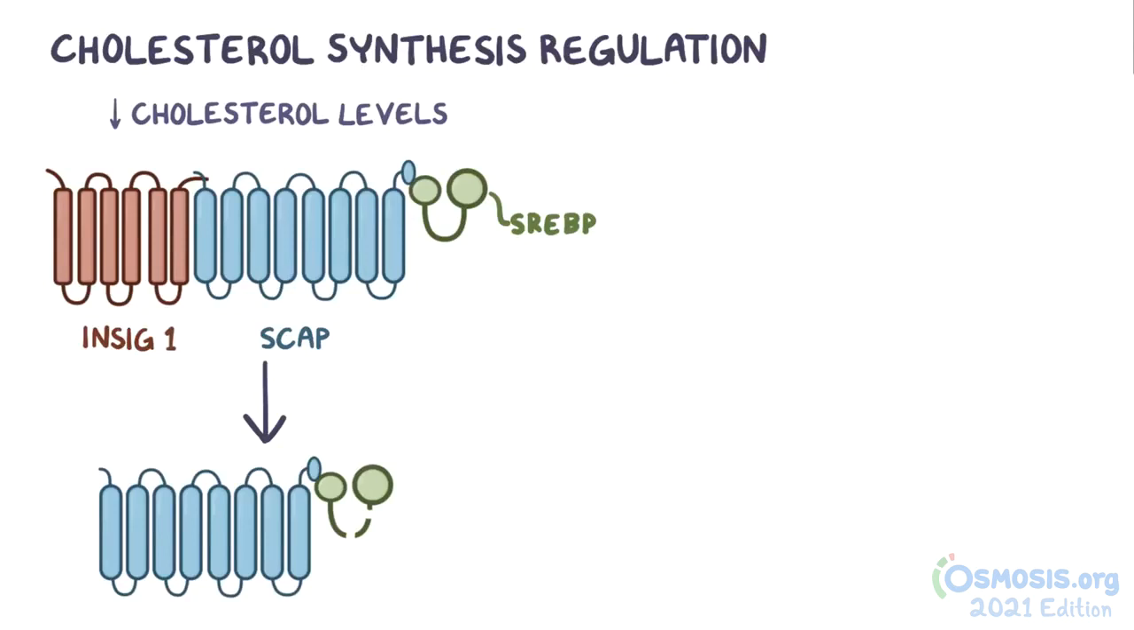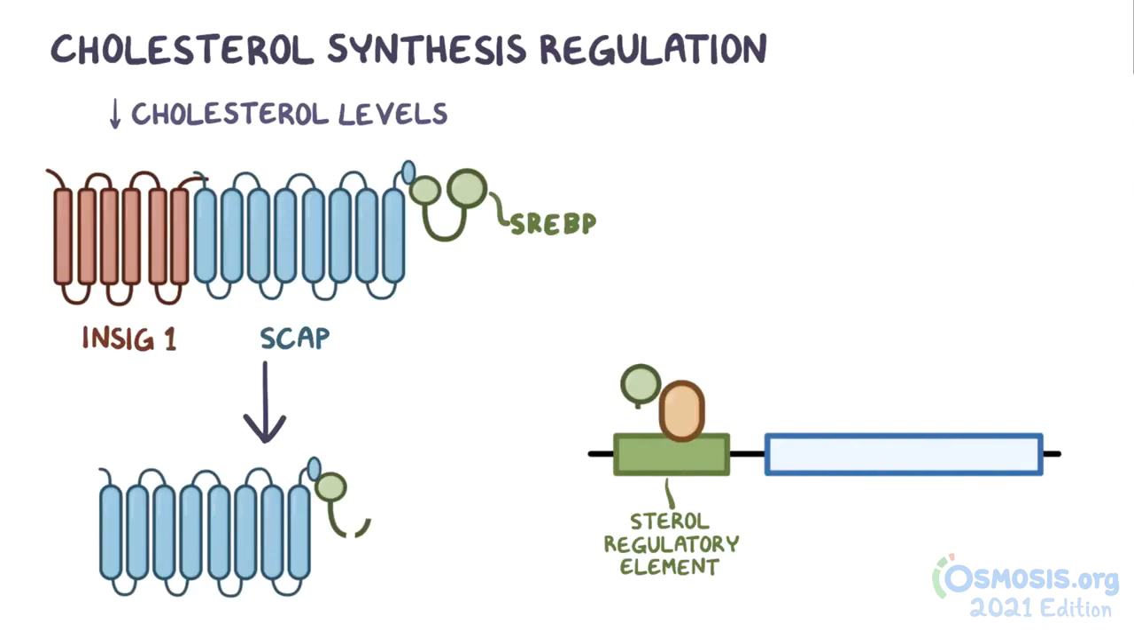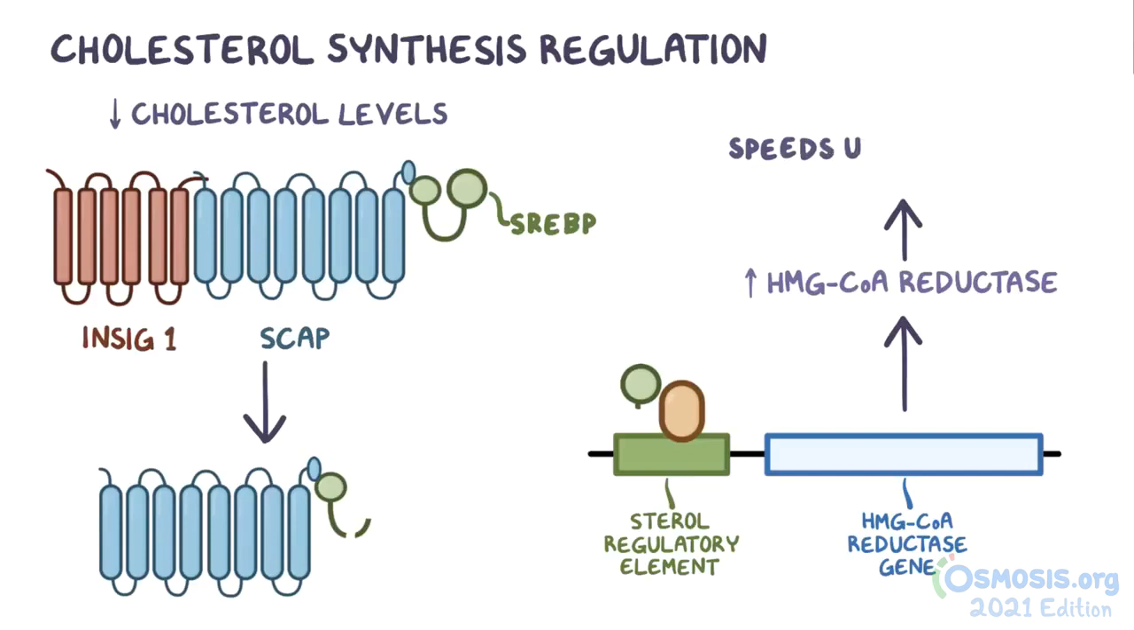The cleaved SREBP floats into the nucleus and binds to the sterol regulatory element on the DNA. When it binds, it increases expression of the genes encoding HMG-CoA reductase. That leads to more HMG-CoA reductase, which speeds up endogenous cholesterol synthesis.